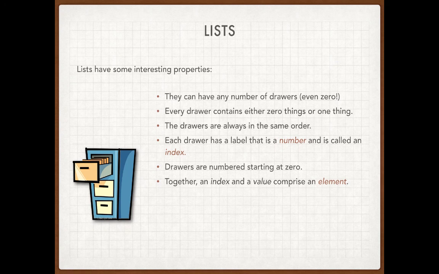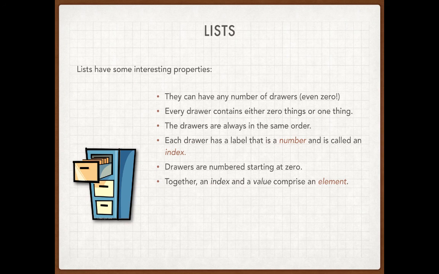The drawers of a list always stay in the same order. And it's easier to remember that because each drawer's label is actually a number. Now we call that number an index, but those indexes go sequentially. And so because they're numbered 0, 1, 2, 3, 4, 5, it's easier to remember that a list keeps the drawers in the same order. And that's pretty important.